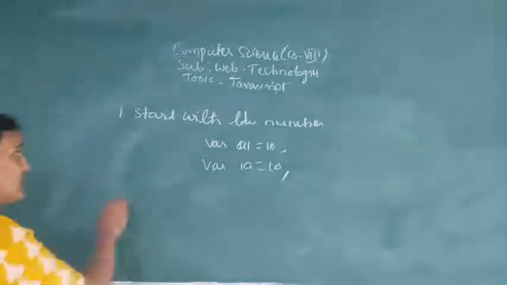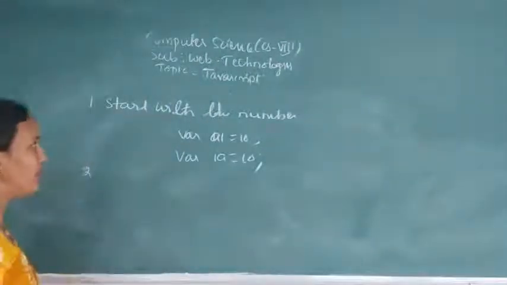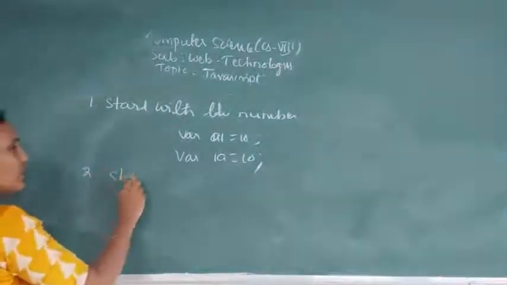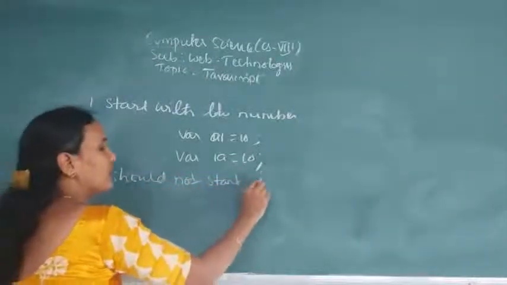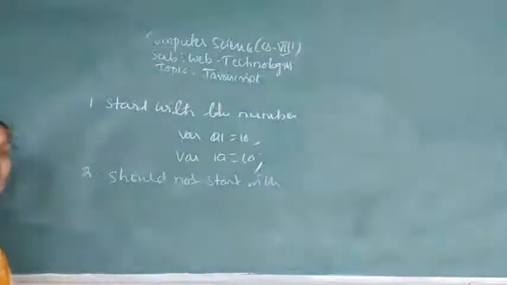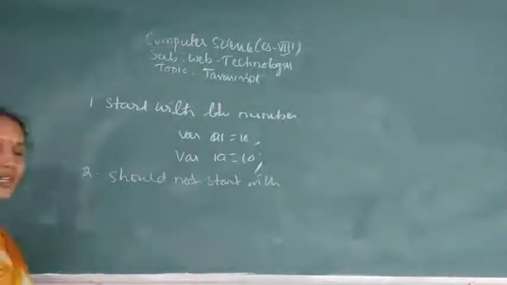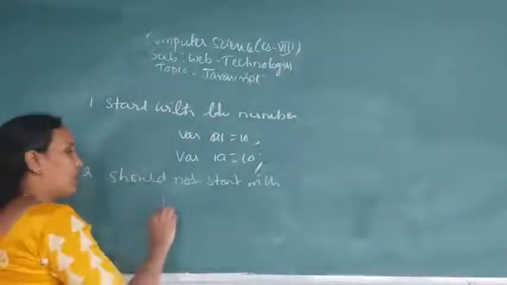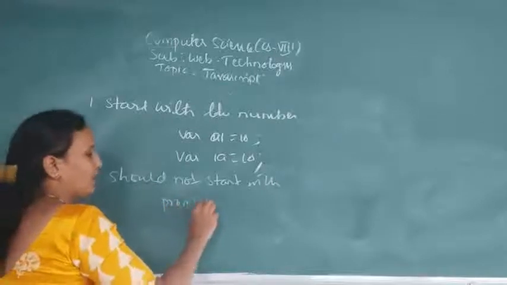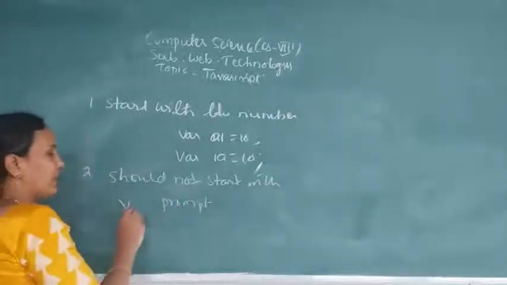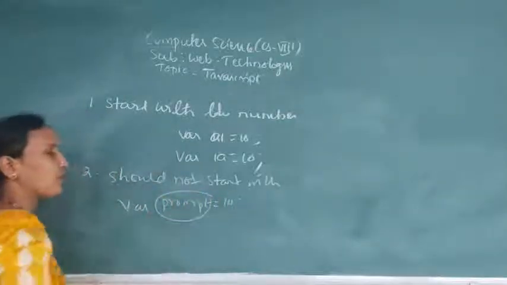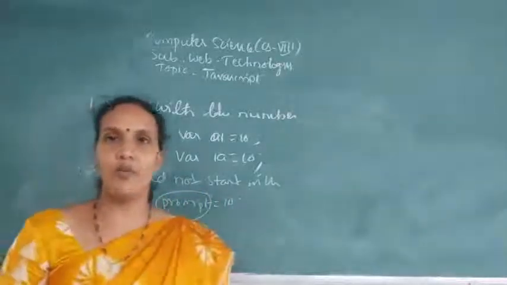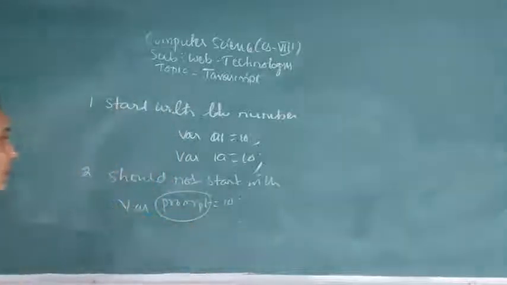The second one is, variable name should not be a keyword. Like in JavaScript we have a keyword called prompt. Prompt is a keyword, so you can't give that as a variable, like var prompt = 10. So keyword should not be a name of the variable. That is the second rule.